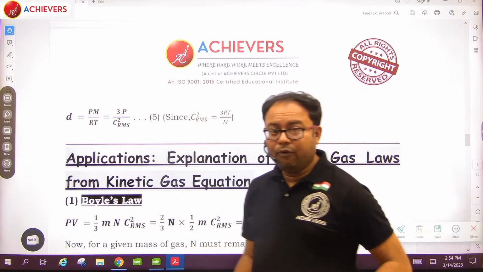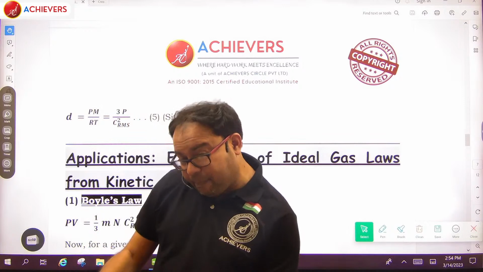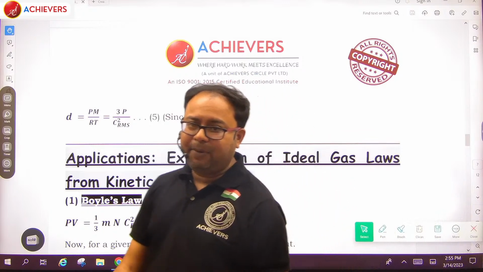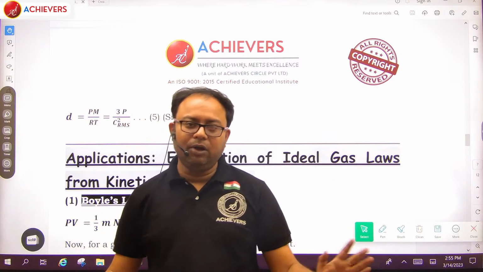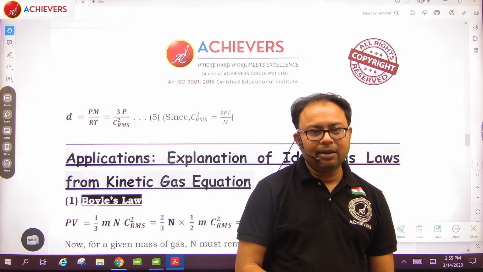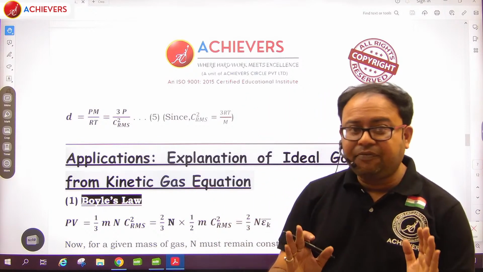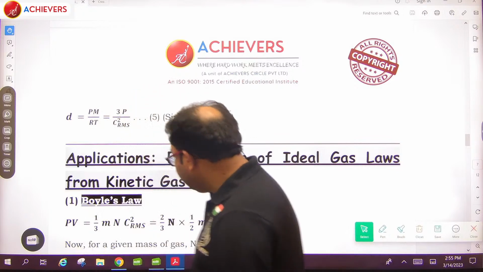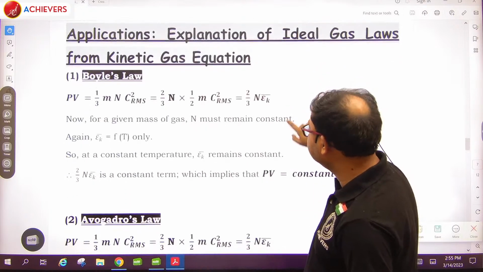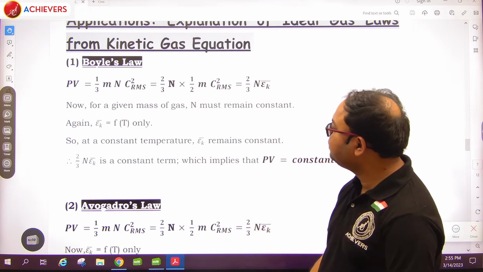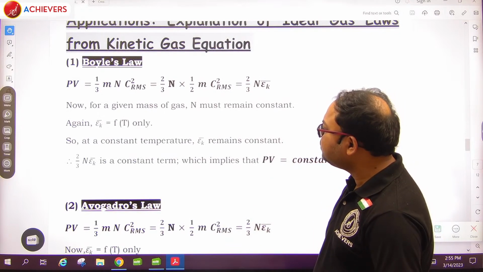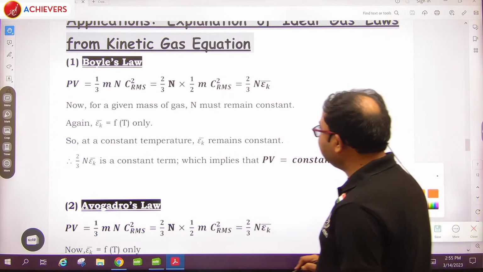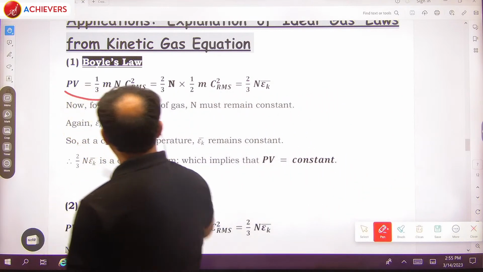Now, we have some applications of the kinetic gas equation. We have got widespread applications of this kinetic gas equation, PV equal to 1/3 mn CRMS square. We can justify all the ideal gas laws using this kinetic gas equation. So let us start with Boyle's law. See, we have to modulate the equation. We already know PV equal to 1/3 mn CRMS square.